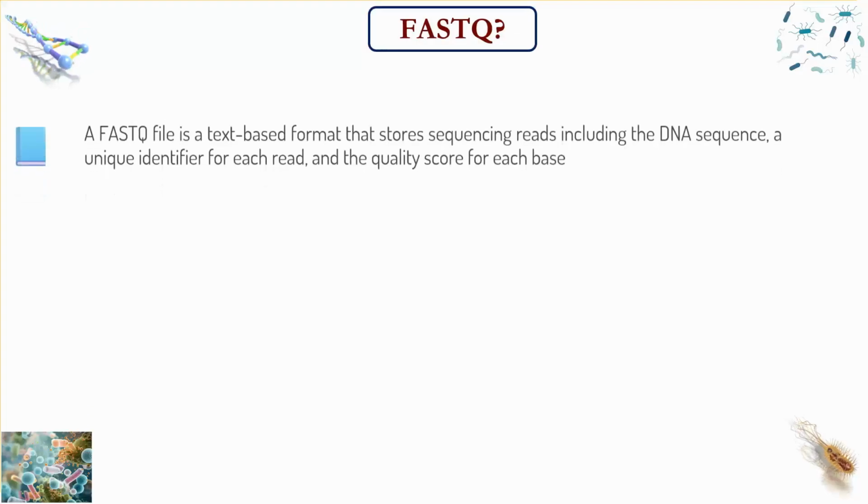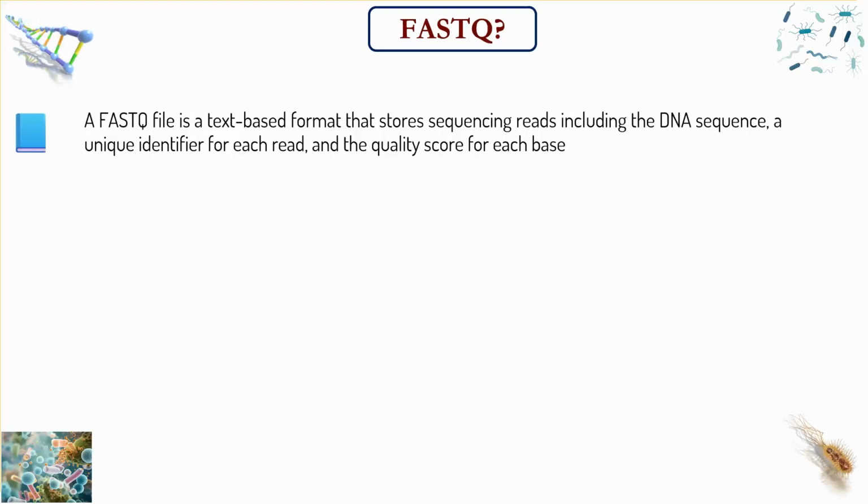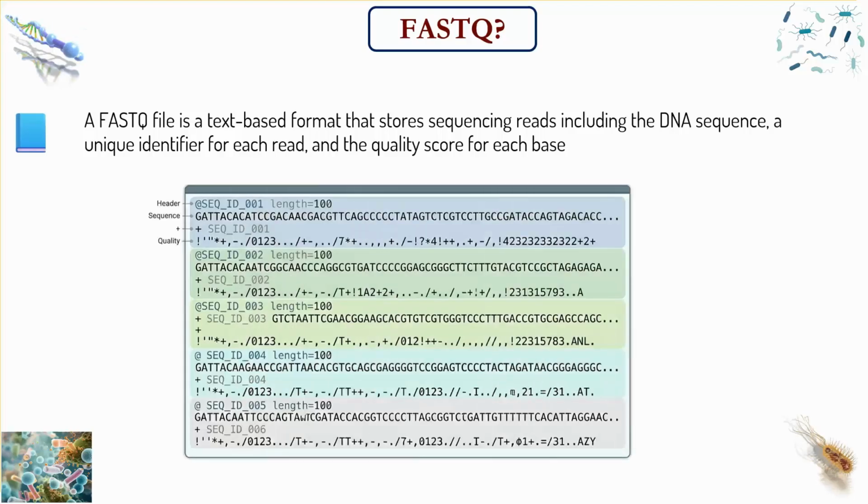Let's start with a simple question. What is a FASTQ file? A FASTQ file is a text-based format that stores sequencing reads, including the DNA sequence, a unique identifier for each read, and the quality score for each base. In simple terms, it tells you what was sequenced and how confident the machine is about each base.